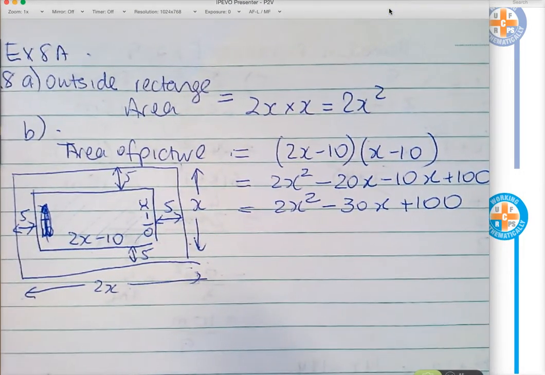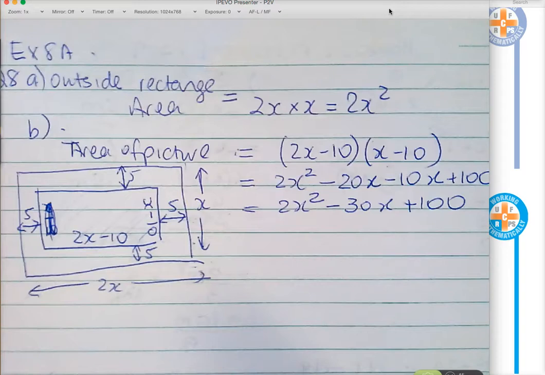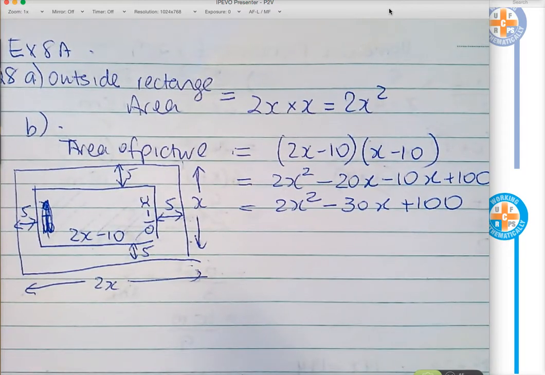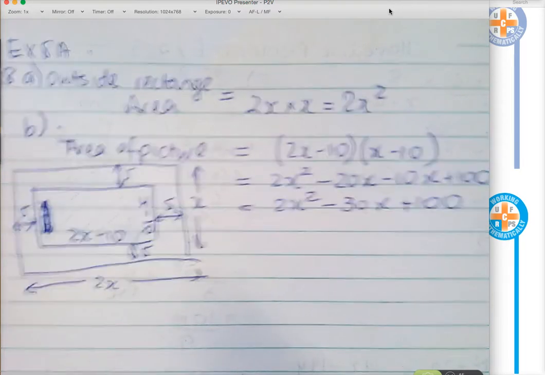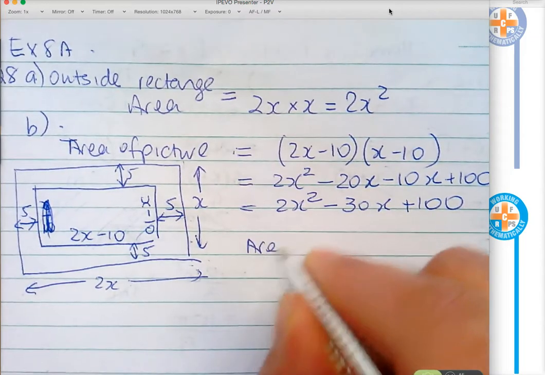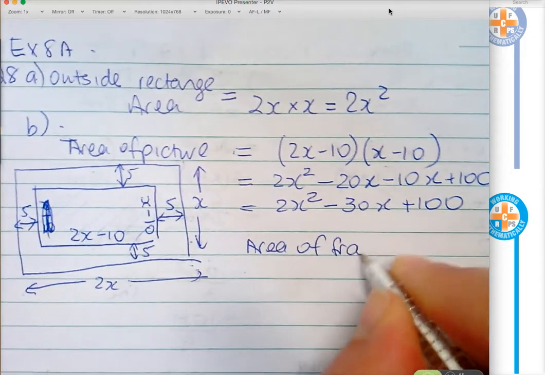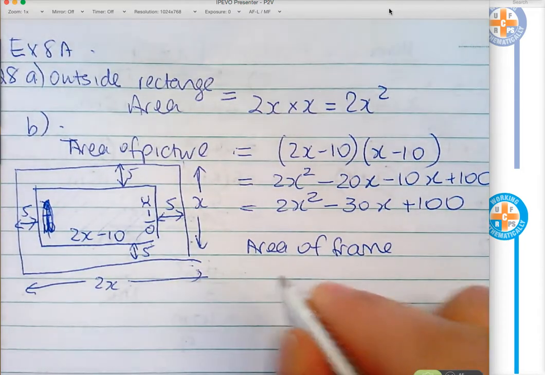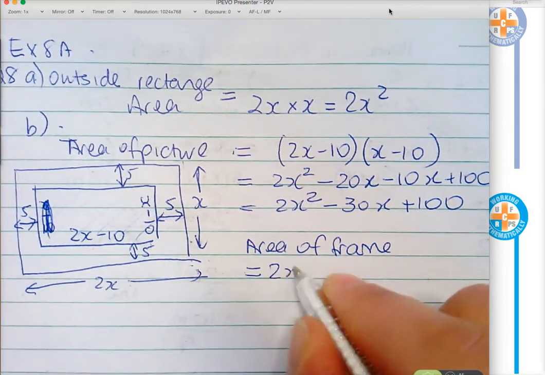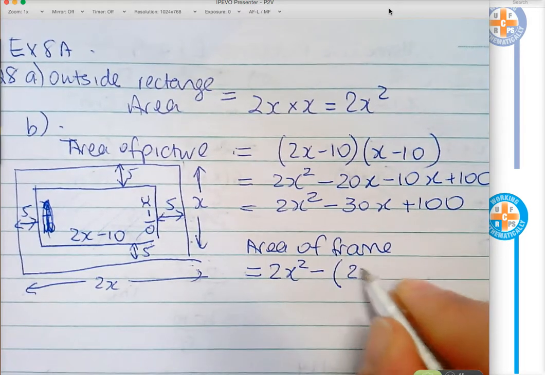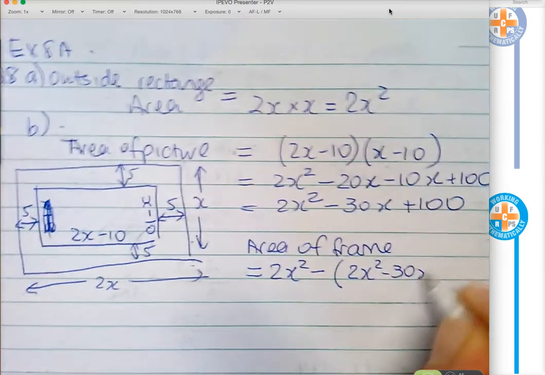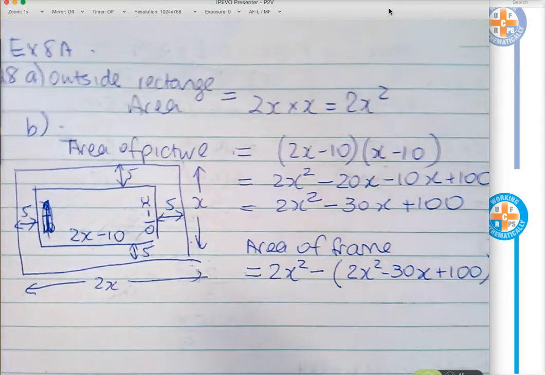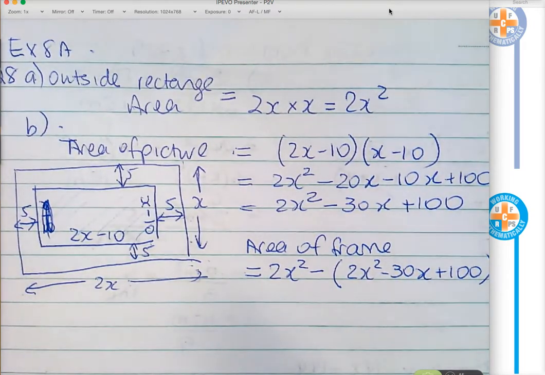How would you do the area of the frame if I asked you? You would subtract to find the area of the frame. Let's do that. Why don't we do that? Are we okay? So the area of the picture, isn't that the inside bit? So if I asked you to do the area of the frame, it would be 2x squared minus all of the picture. So I put the picture into the brackets. Minus all of the area of the picture.